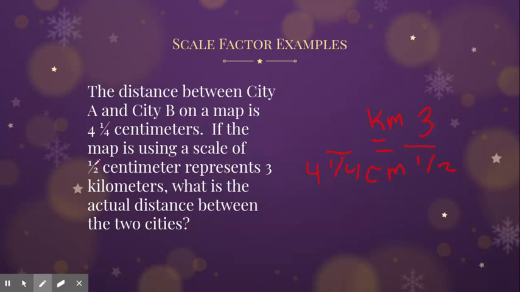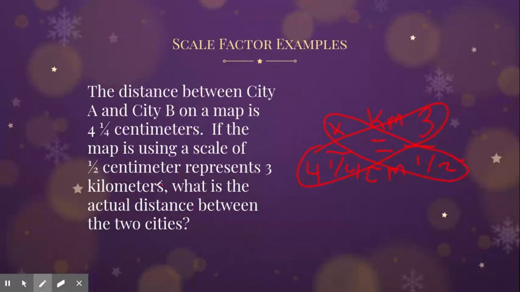So this says half a centimeter, so I put half on the bottom. Represents 3 kilometers, so 3 kilometers is on top. Okay. What is the actual distance between the two cities? So we want to find in kilometers the actual distance. And then that's 4 1/4 centimeters on the bottom. Okay. So we're going to multiply.